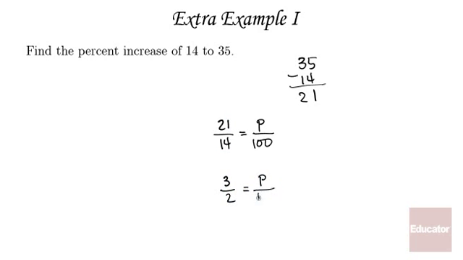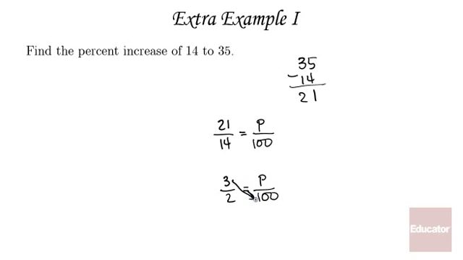Let's find the percent increase of 14 to 35. So first we're going to find the amount of change. 5 minus 4 is 1, 3 minus 1 is 2. So we have 21 over 14, the original, equals P over 100. And this I can simplify. Dividing by 7, I'll have 3 over 2. It's going to make my numbers easier to work with.